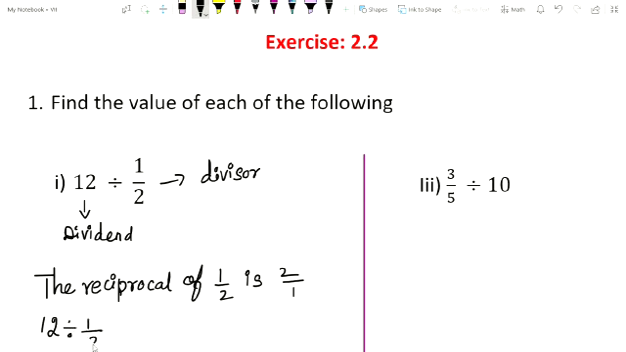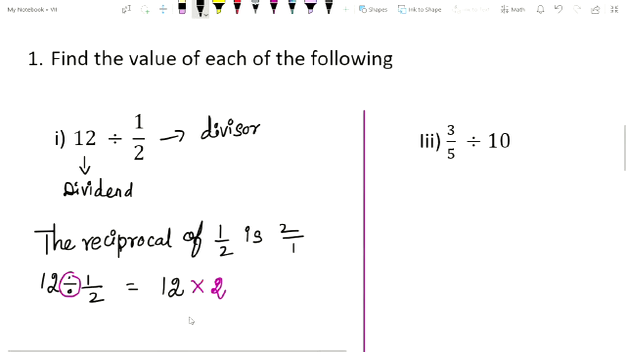12 divided by 1 by 2. First you write the dividend. Next we are going to change this division symbol to multiplication. If you change this, what do you want to do, children? We have to take the reciprocal of the divisor. Here, which is the divisor? 1 by 2. So the reciprocal of 1 by 2 is 2 by 1, or else you can write 2.